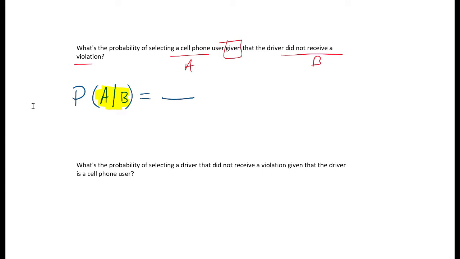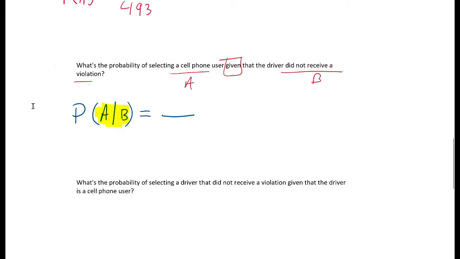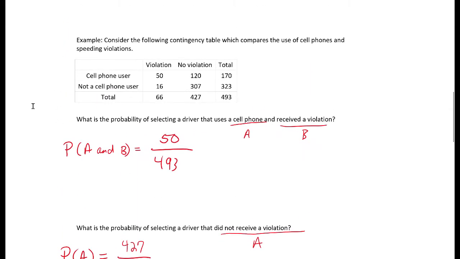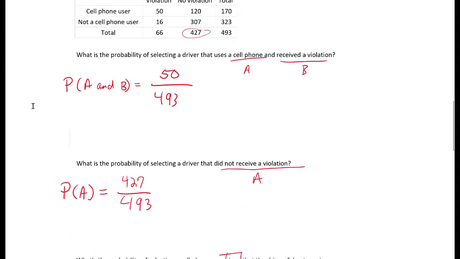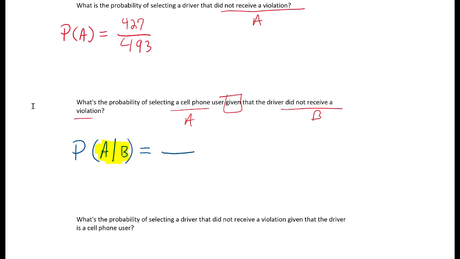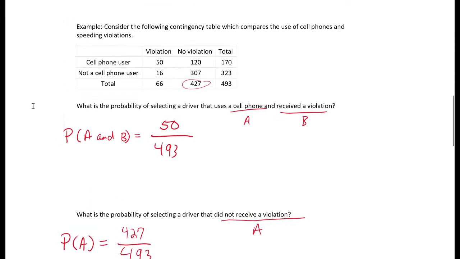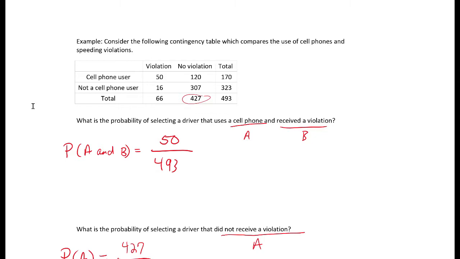So if event B, that's why it's important to label your events, if event B is that we did not receive a violation, we know that 427 people did not receive a violation. That's why this is our new denominator number. It's not out of everybody, it's going to be out of just the 427. Out of just those 427 no violation people, we're asking ourselves how many of them used a cell phone? Well, 120 out of the non-violation, the non-speeding ticket drivers used a cell phone.